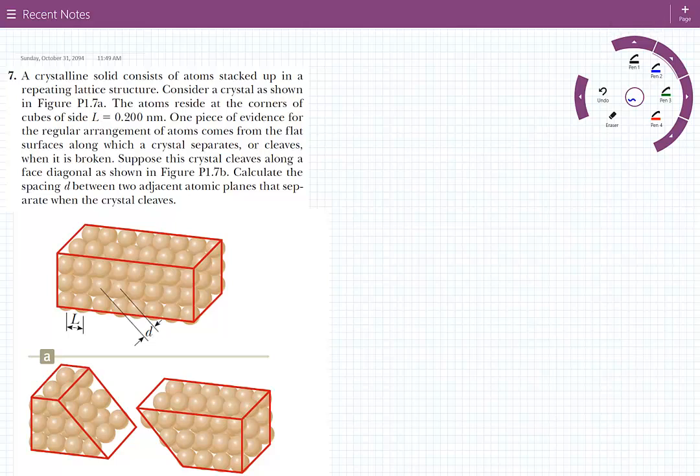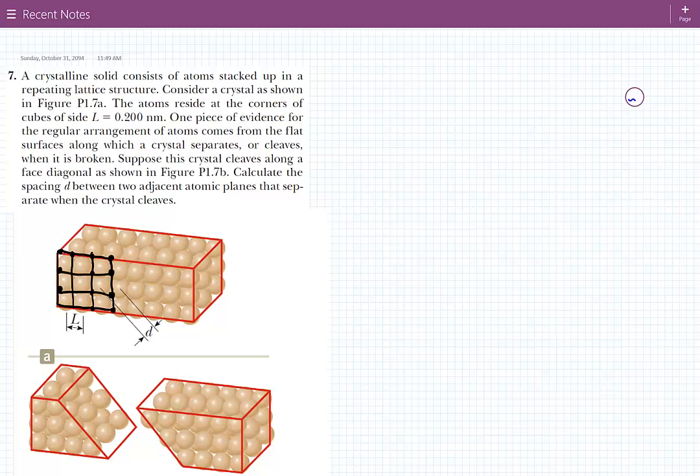So what they mean by this is that the circles are actually the cubes or the spheres, like so. And they said the atoms reside at the corners, so like this. Where I'm drawing the circles, that's where the atoms are. And they also say the atoms reside at the corners of cubes of side L equals 0.200 nanometers.